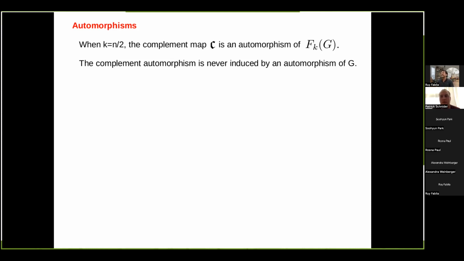Okay. Again. So when k equals n over 2, the complement map is an automorphism of the token graph. Okay. So suppose that.